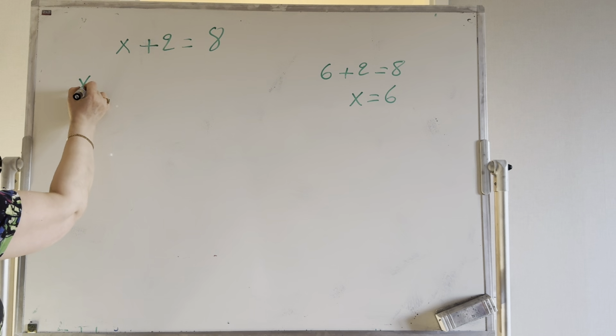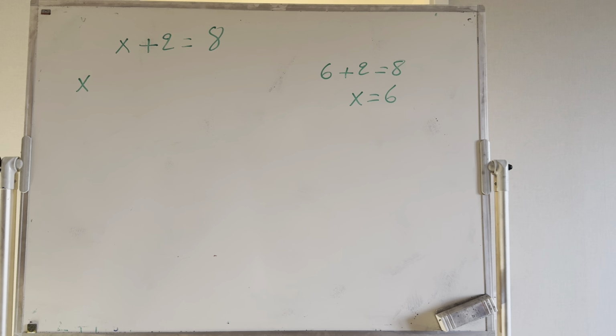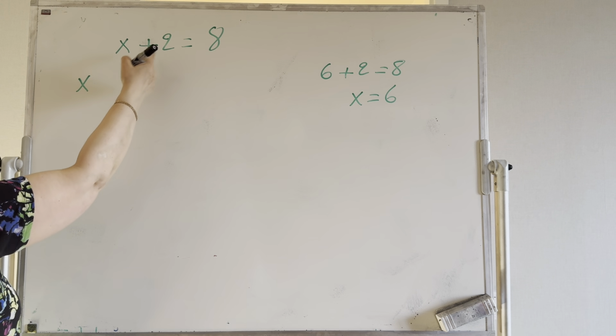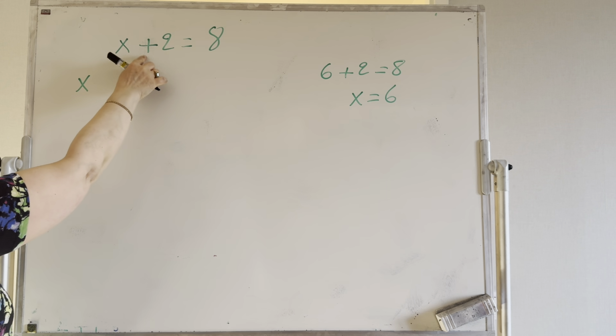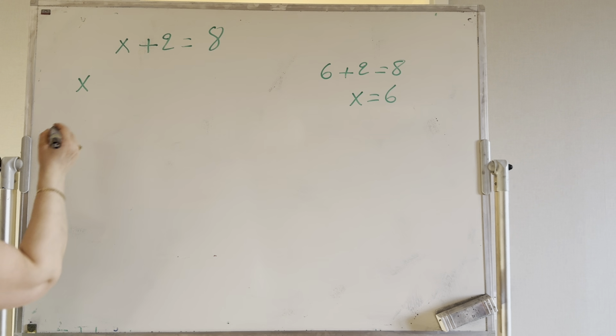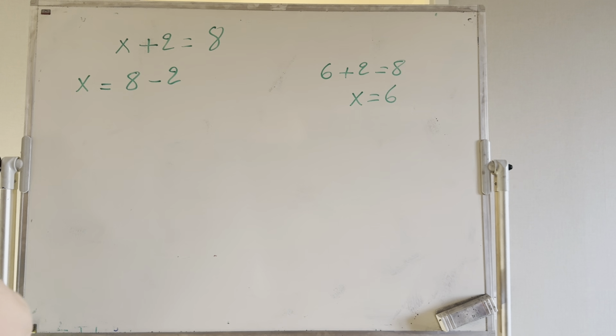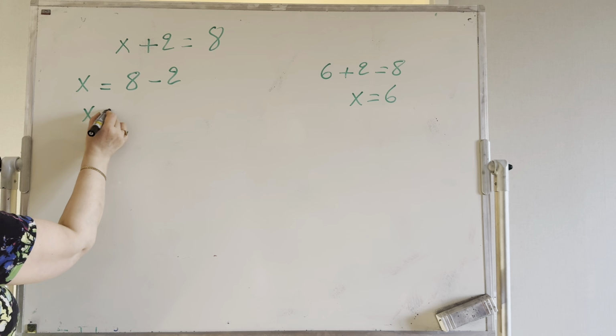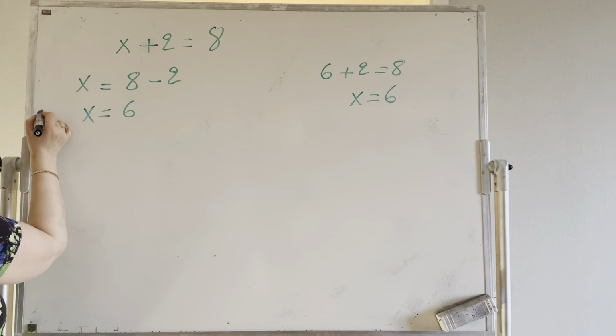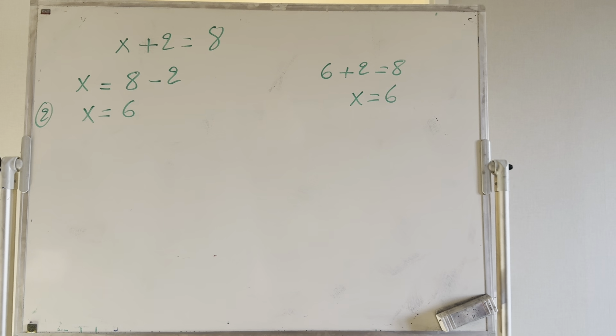Another method, inverse operation. I will change the place of 2 to the other side, and I will change the sign. 8 minus 2 instead of plus. And it gives me x equals 6. This is the second method. The third method, the balance method.